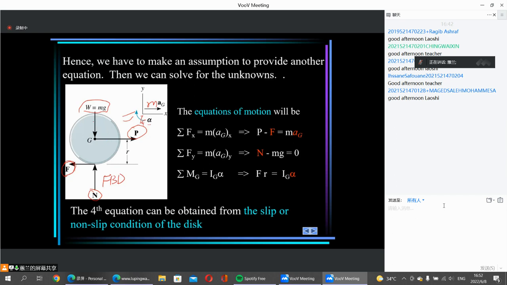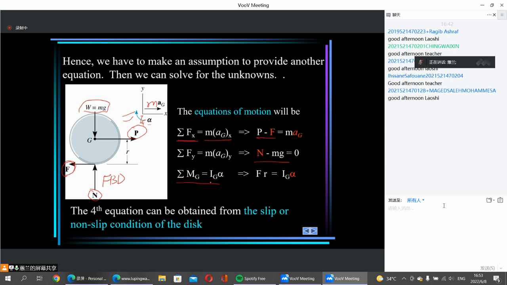So they need to satisfy that they have equal resultant force, and so the projection to the x or y axis should be equal to each other. So we have sigma Fx equal to m ag x, right? Accordingly, we have P minus F equal to m ag, and sigma Fy equal to m ag y, so I have N minus mg equal to 0. Those are the scalar equations of the resultant force.